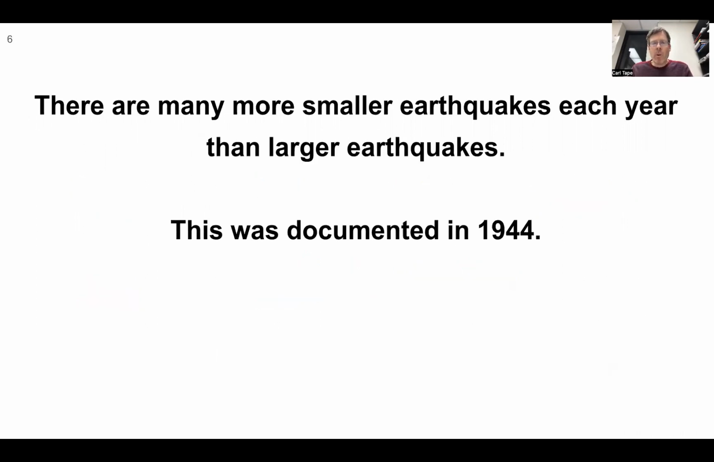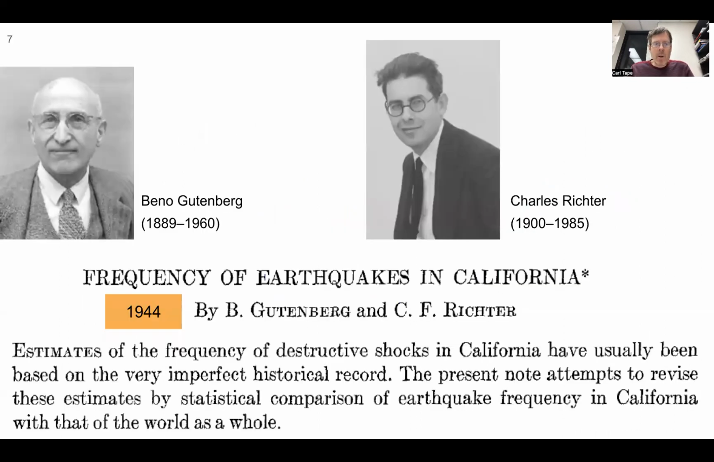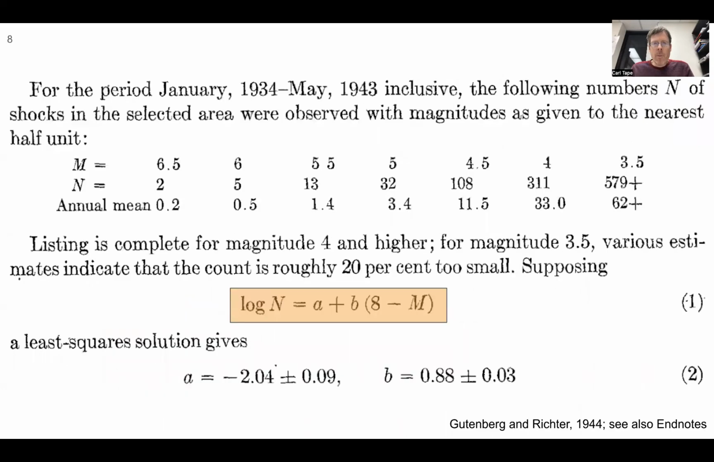Turns out there are many more smaller earthquakes each year than larger earthquakes. This fact was documented in 1944 by Beno Gutenberg and Charles Richter in a paper entitled Frequency of Earthquakes in California. From their paper, they found that the number of earthquakes for a given magnitude, here 6.5, is relatively small, and as you go down to smaller magnitudes like 3.5, there were more than 579 earthquakes.